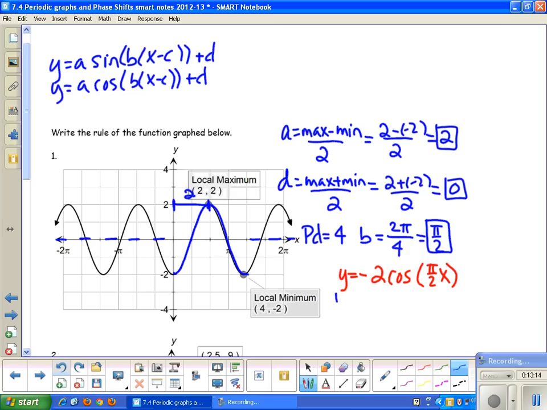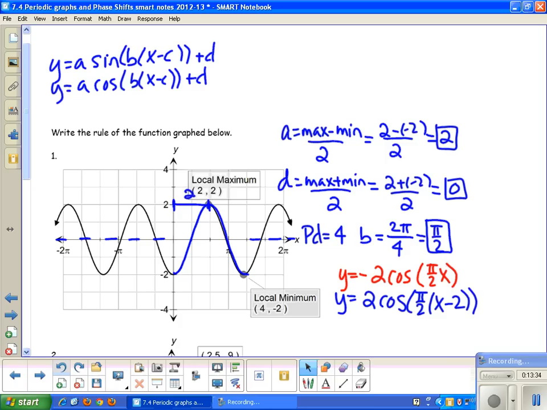So another graph that I could do would be y equals 2 times the cosine of pi over 2, and make sure that's factored out, times x minus 2, because I'd have to move my cosine graph to the right 2 to get this new graph, and then there's no vertical shift. So that would be another equation.